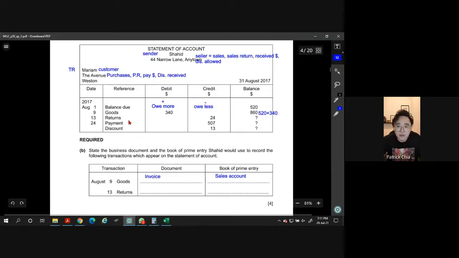So this return is a customer return, obviously, right? Mariam returned to Shahid. So what happened to the balance now? It will plus or minus. So you see CR. So return things go down. All right. So you should use which number? Use the 860, right? The balance 860 minus 24. Okay, what do we get here? 836.